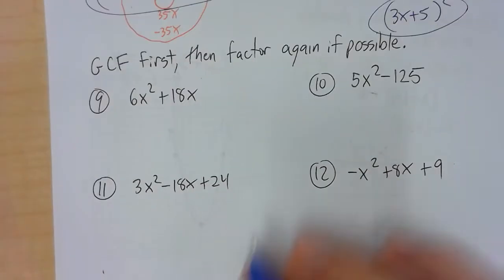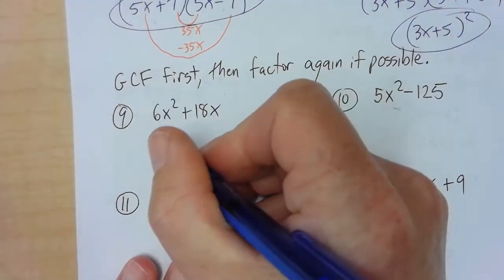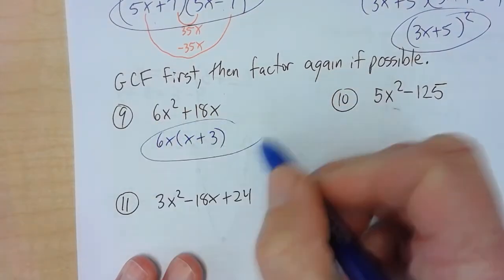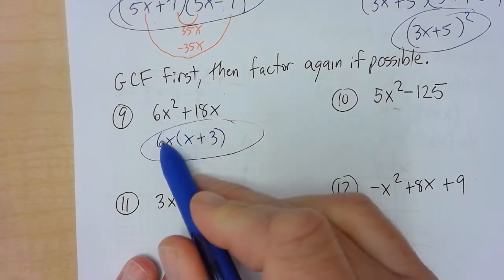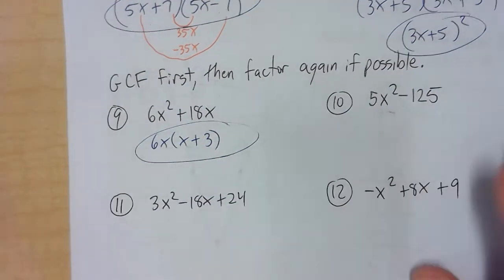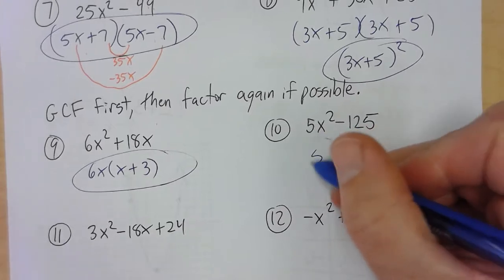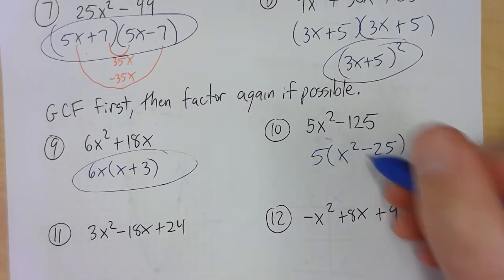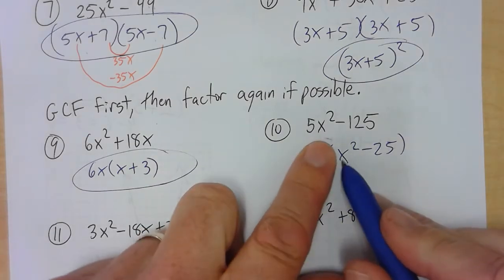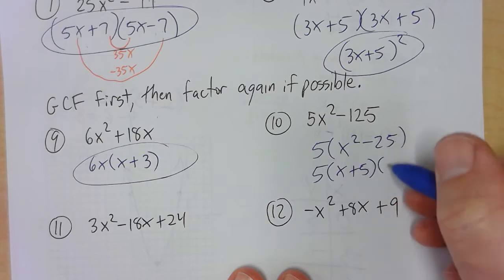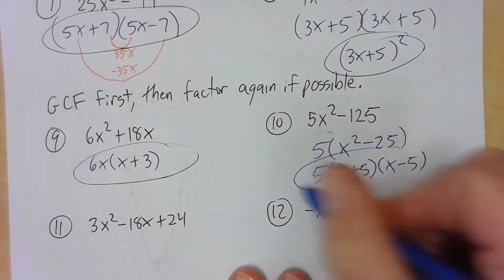So these ones here, we're factoring out the common factor first and factoring a second time if possible. So 6x, and we get x plus 3. So this times this makes this times this makes that. So 6 is a common factor, and x is. Over here, 5 is the common factor. So we get x squared minus 25. And then that's the difference of 2 perfect squares. So we factor that into x plus 5 and x minus 5. So that's the answer on that one.